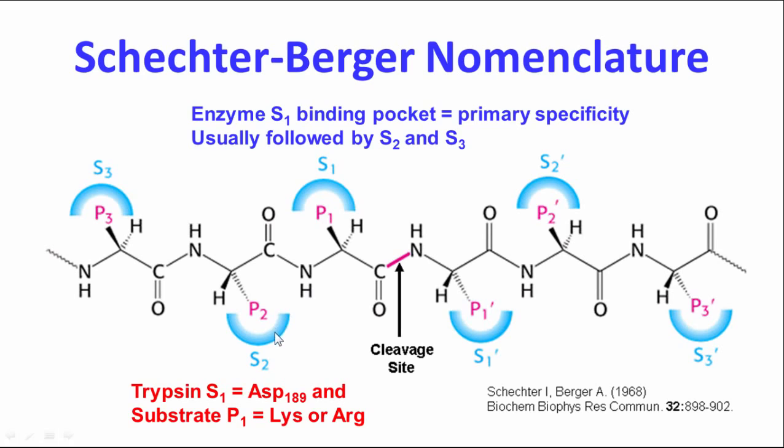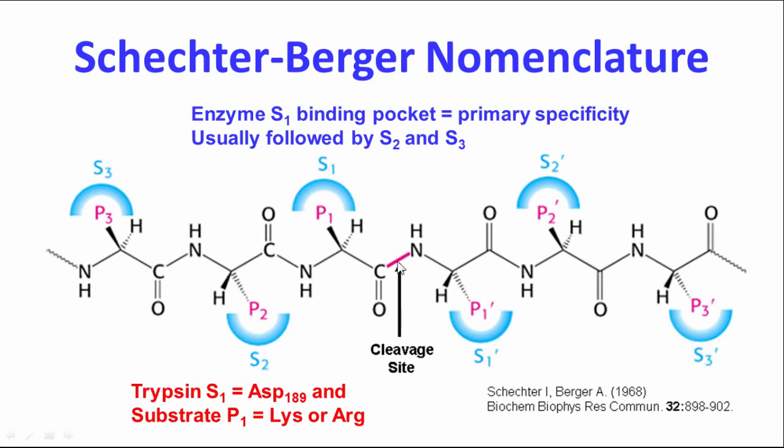But notice that there are other binding pockets as well. There's an S2 binding pocket for residue P2. There's an S3 binding pocket for residue P3, and there's a P1 prime, S1 prime, P2 prime, S2 prime pocket, and P3 prime, S3 prime pocket. So the enzyme, which is in blue, makes multiple contacts with its substrate in black, primarily at these different side chain residues, and therefore has specificity as delineated here.